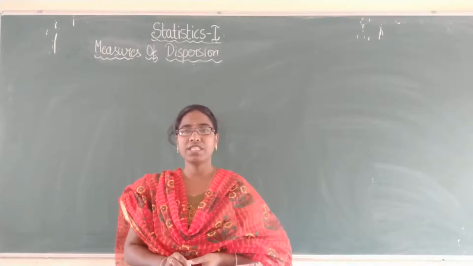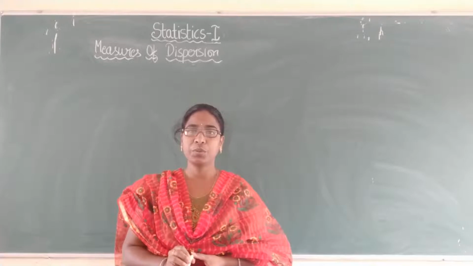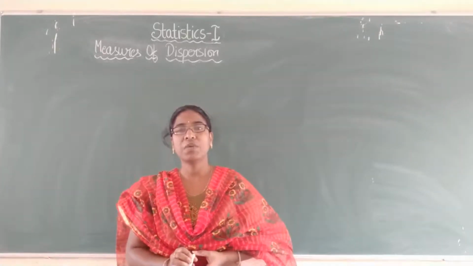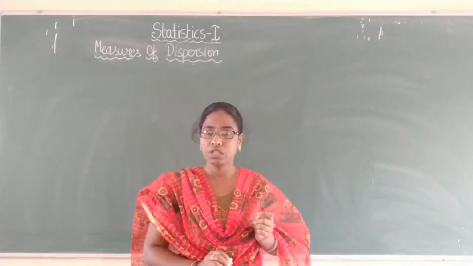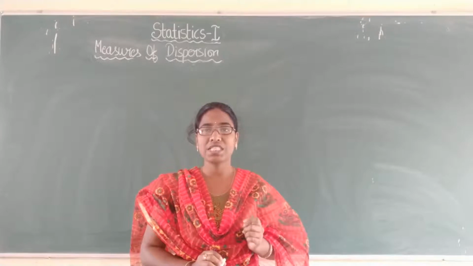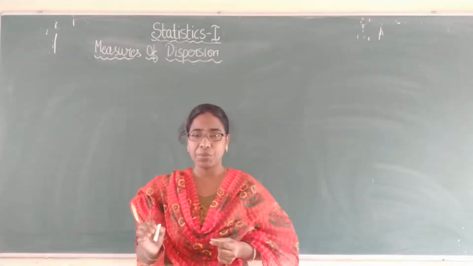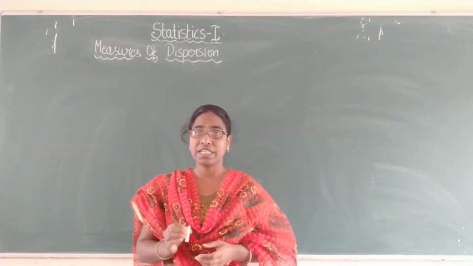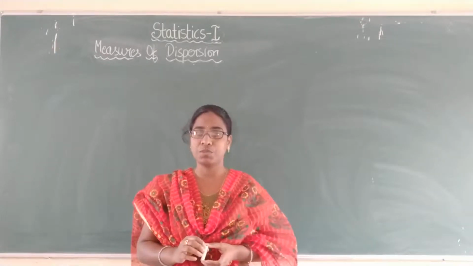In our previous class, we started the next topic in our Unit 2, that is measures of dispersion. So what is a measure of dispersion? Before that, what is dispersion? Dispersion literally means scatteredness. How the points are distributed is called scatteredness. So how do we study the scatteredness? By using the measures of dispersion.